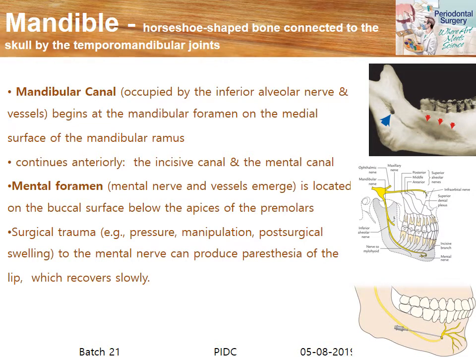Next, coming on to the mandible. This is a horseshoe shaped bone connected to the skull by means of the temporomandibular joint. The mandibular canal is occupied by the inferior alveolar nerve and vessel. This begins at the mandibular foramen on the medial surface of the mandibular ramus and continues anteriorly as the incisive canal and the mental canal. The mental foramen is located on the buccal surface just below the apices of the premolars. Surgical trauma to the mental nerve can produce paresthesia of the lips, which recovers very slowly.